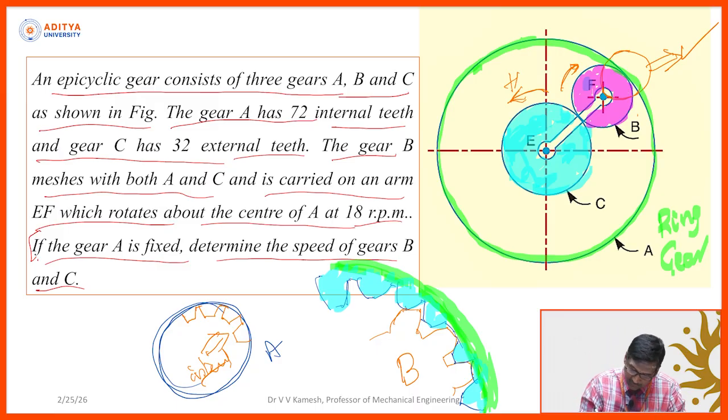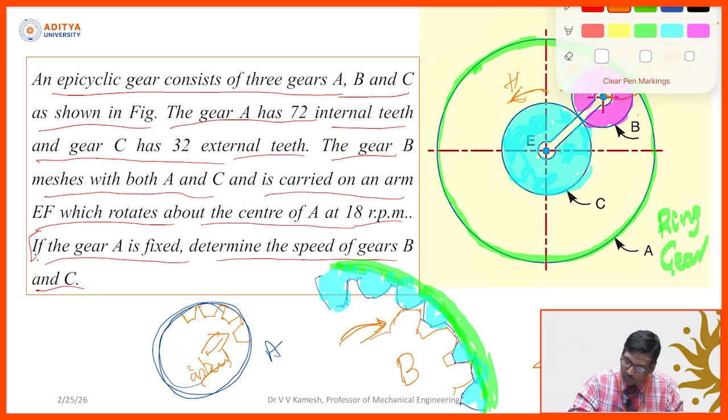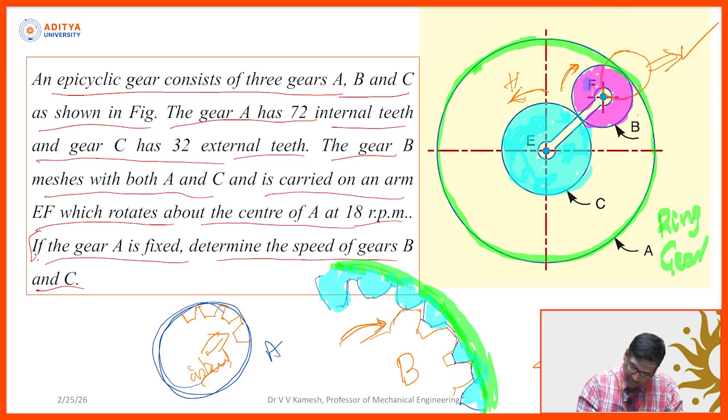How will it be? You can see this is clockwise. Look at the bottom diagram. So, B is rotating clockwise. Now, what will B do? B will induce some force on gear A. So, this gear will induce some force, and B will drive gear A in the clockwise direction.